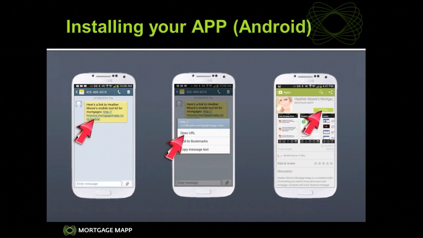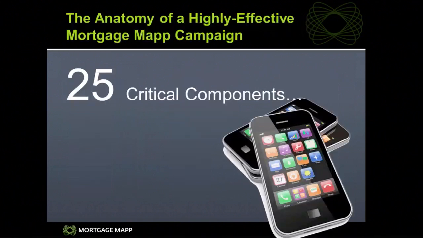So the more you guys can understand what the process is for adding the app on iPhone and Android, the more confidence you're going to have to share it, and the more confidence the person you're going to share it with will have to share it with other people as well. So that's kind of the 101 part. Now I want to get deeper into the best practices and some critical components to get the most out of your mortgage map campaign. And there's really 25 key components.